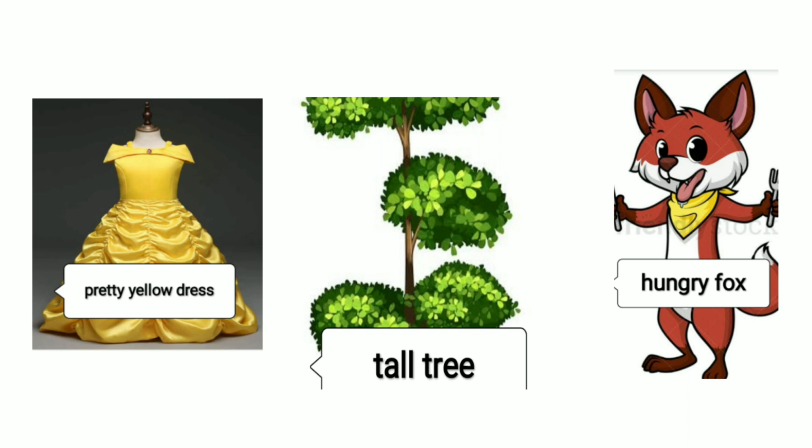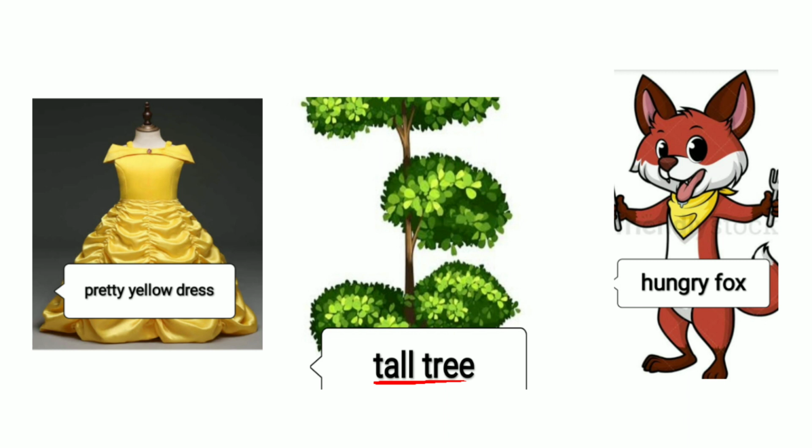So we can even use more than one describing word to describe the naming word. Understood children? In previous examples we used one describing word, but here for dress we have used two describing words, that is it is pretty and it is yellow. So pretty yellow dress. The describing word in this is pretty yellow. Next, tall tree. How is the tree? Tall. So tall is the describing word.